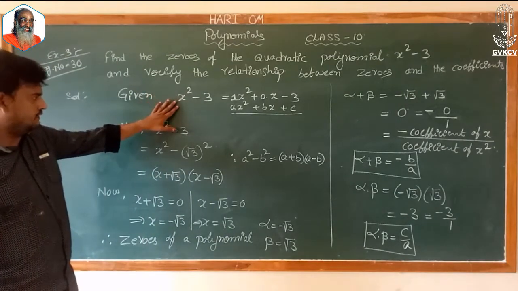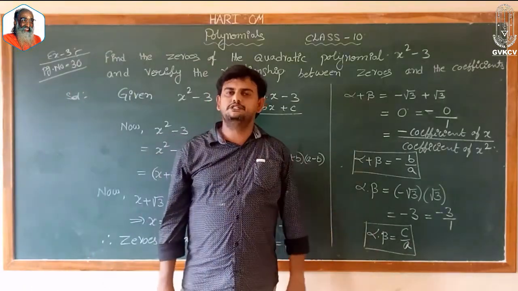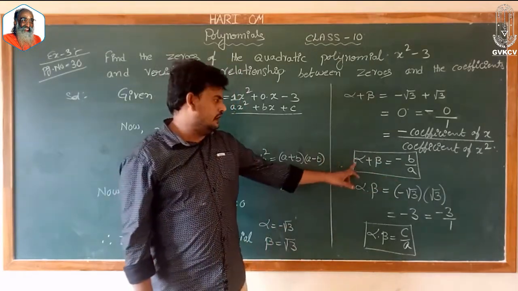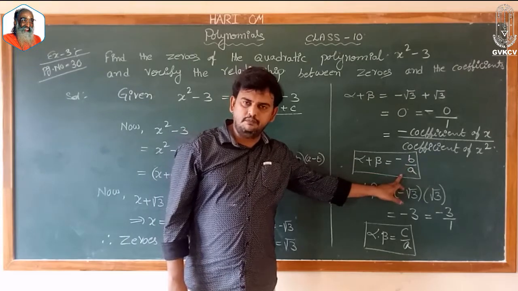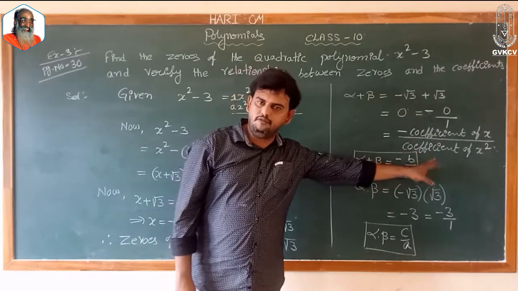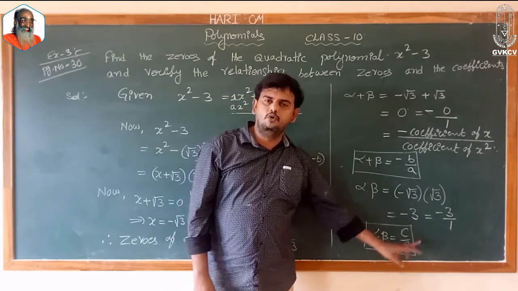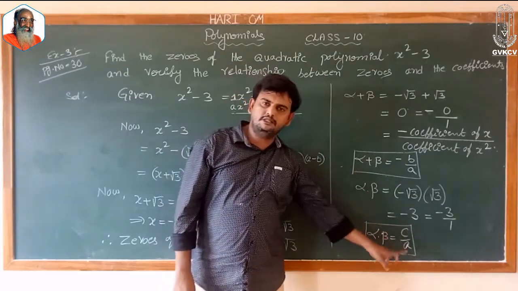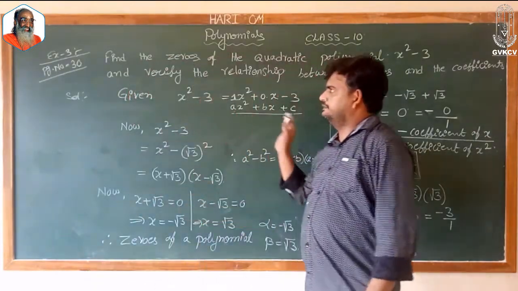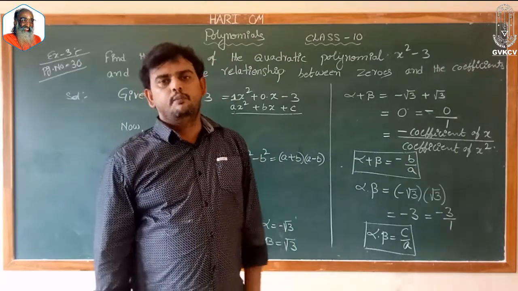So first we took the given polynomial and found the zeros. Then we verified the relationship between the zeros of a polynomial and the coefficients of a polynomial. Alpha plus beta is equal to minus b by a. What is b? Coefficient of x. What is a? Coefficient of x square. Product of zeros, alpha into beta is equal to c by a. What is c here? Constant term. What is a here? Coefficient of x square. So this is the concept of the relationship between the zeros and the coefficients of a polynomial.